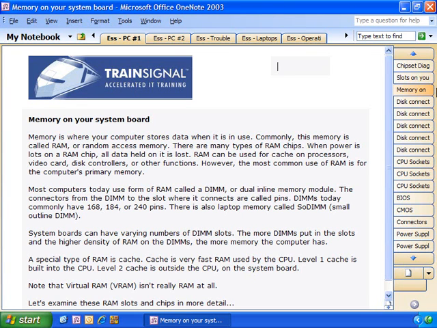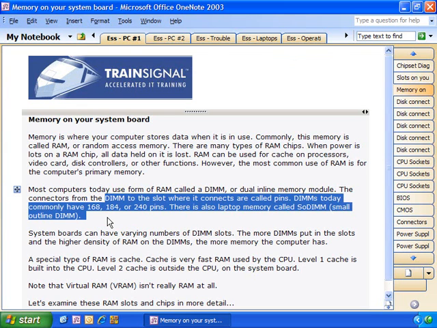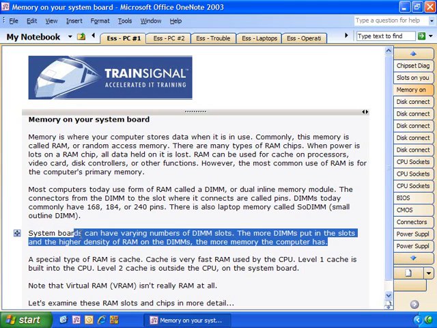Now, most computers today use one form of RAM called a DIMM, or a dual inline memory module. Now, the connectors from the DIMM slot where it connects are called pins. Now, DIMMs today commonly have 164, 184, or 240 pins. There's also laptop memory called SODIMM, which is a small outline DIMM. Now, system boards can have a varying number of DIMM slots. The more DIMM slots, the more DIMMs put into the slots, the higher density of RAM on the DIMMs, the more memory the computer has.